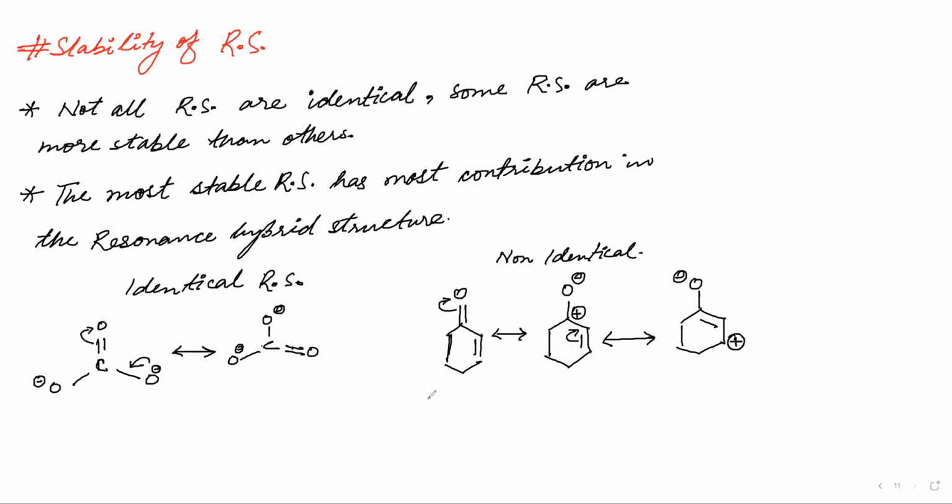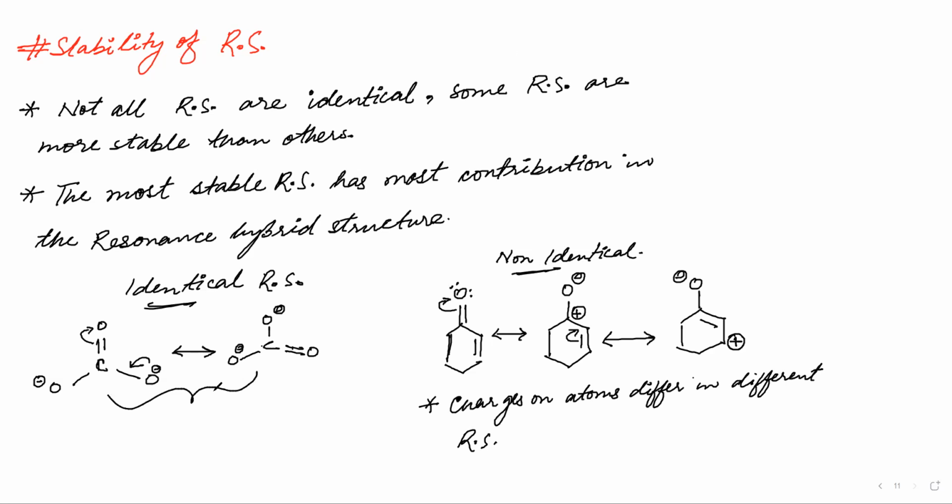Now tell me, the charges on atoms differ in different resonating structures. Correct, Jumana? They are different in different resonating structures, correct? Yes, sir. So now this one is identical and this one is non-identical. In identical resonating structures, both of them have the same stability.